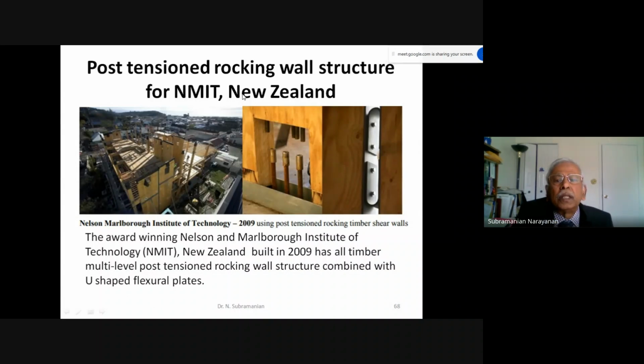This is a post-tension rocking wall structure for NMIT, New Zealand. This is an award-winning building built in 2009. This is a timber multi-level post-tension rocking wall structure combined with U-shaped flexural plate. I showed you the U-shaped flexural plate in a previous slide.